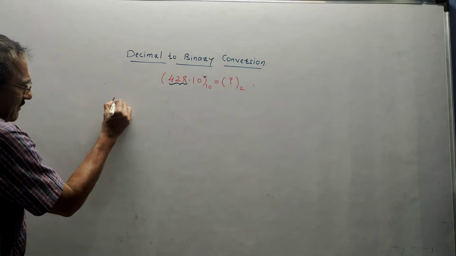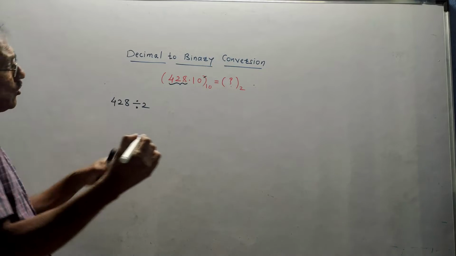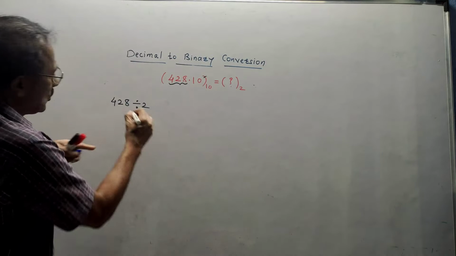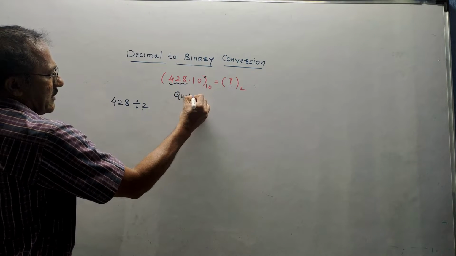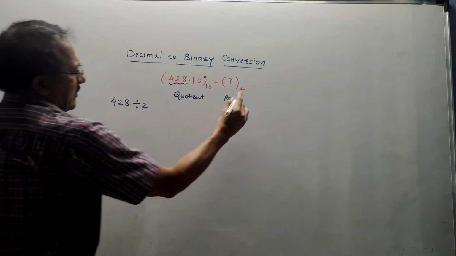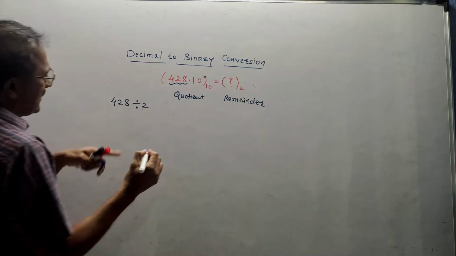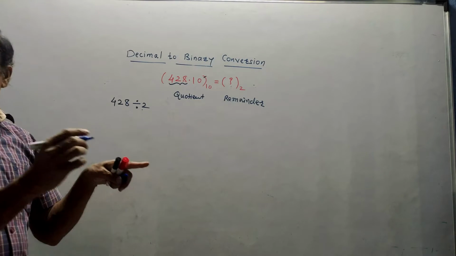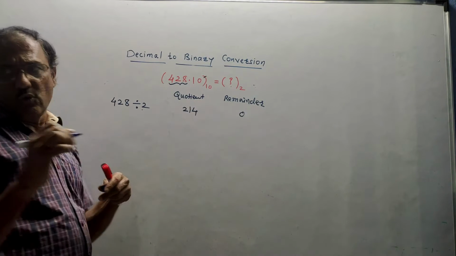Now consider this number 428, divide it by 2. Why divide it by 2? Very simple. I want to convert it into binary. Base of the binary number system is 2. So divide it by 2. Now I will make two columns. One is quotient and another is remainder. After performing this division, you are going to get the quotient, that is the answer of this division. This is a perfect division. So the answer of this division is 214 and remainder is 0.